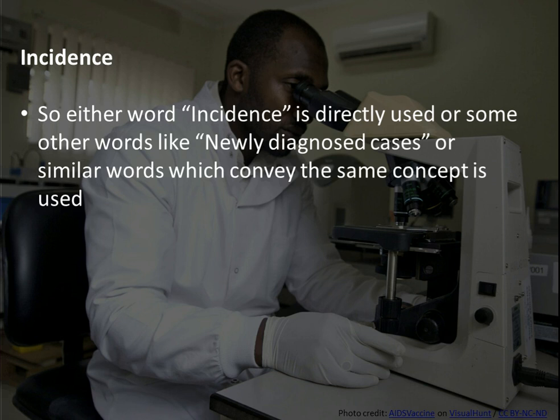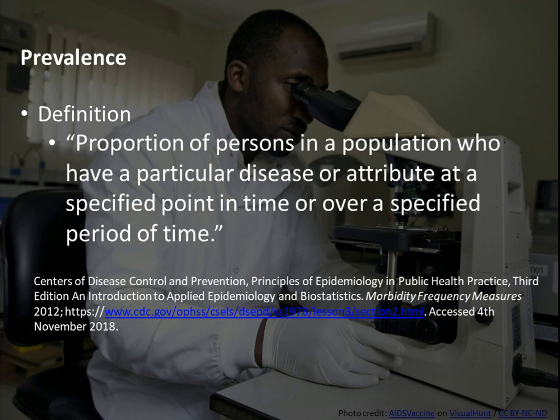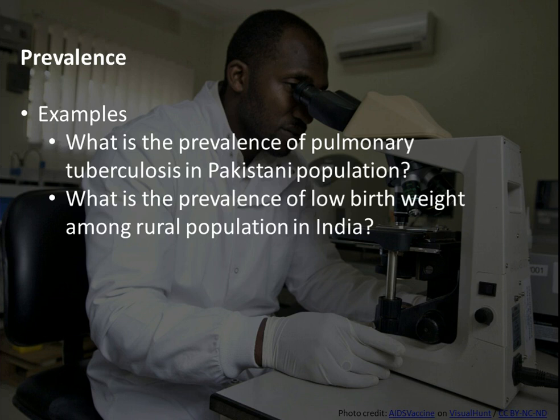So either the word incidence is directly used or some other words like newly diagnosed cases or similar words which convey the same concept are used. Similarly, prevalence is defined as the proportion of persons in a population who have a particular disease or attribute at a specified point in time or over a specified period of time. Examples of research questions involving prevalence include what is the prevalence of pulmonary tuberculosis in Pakistani population? What is the prevalence of low birth weight among rural population in India?